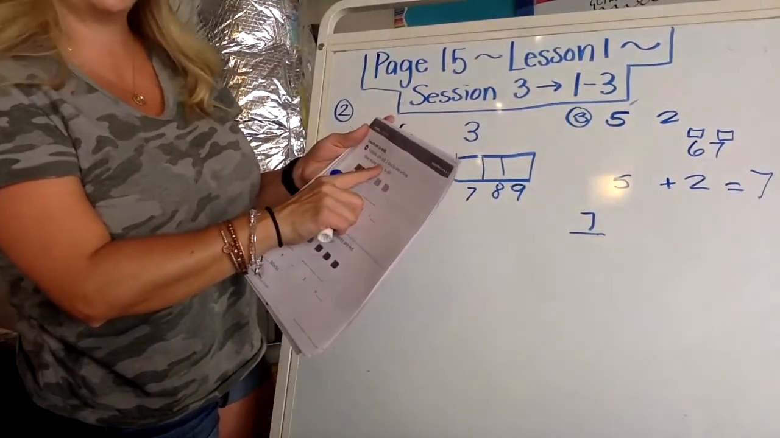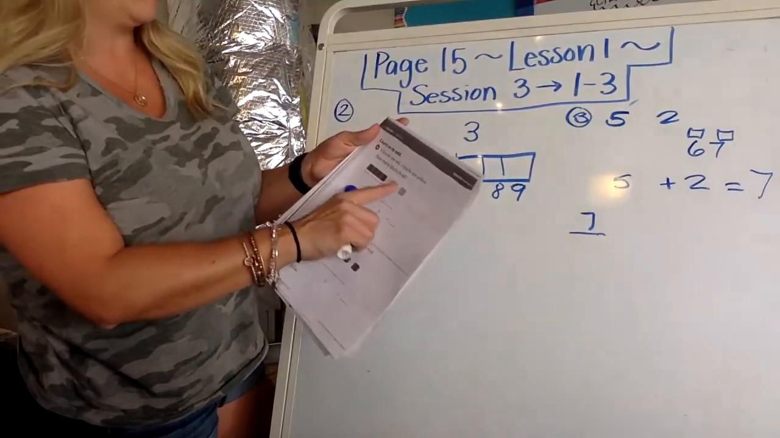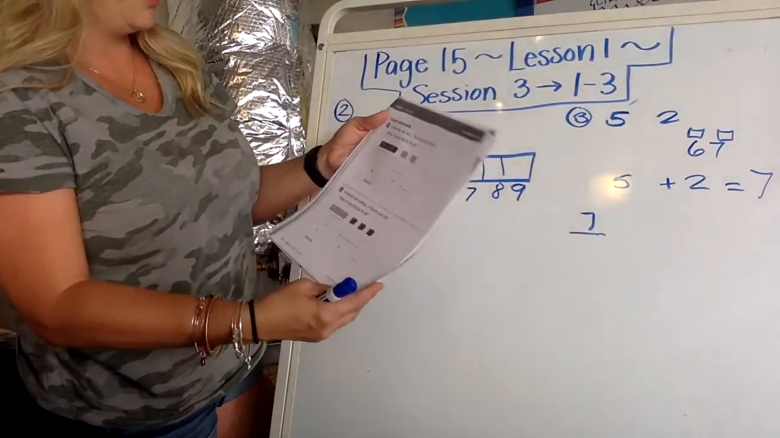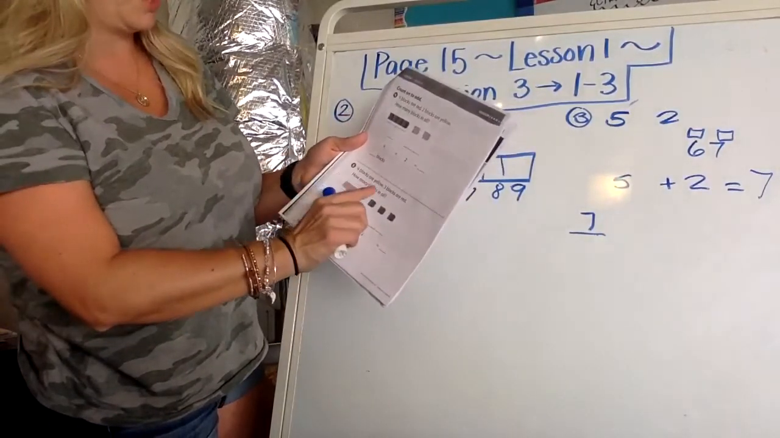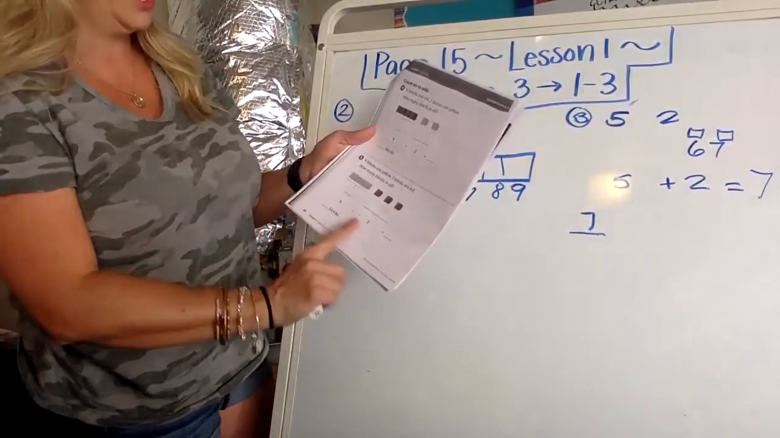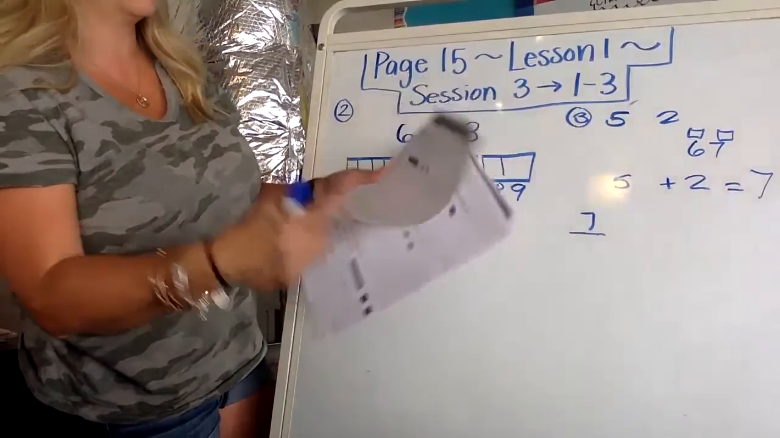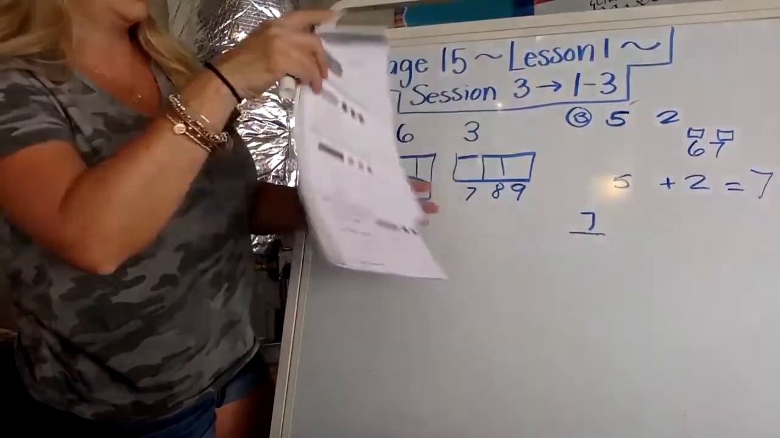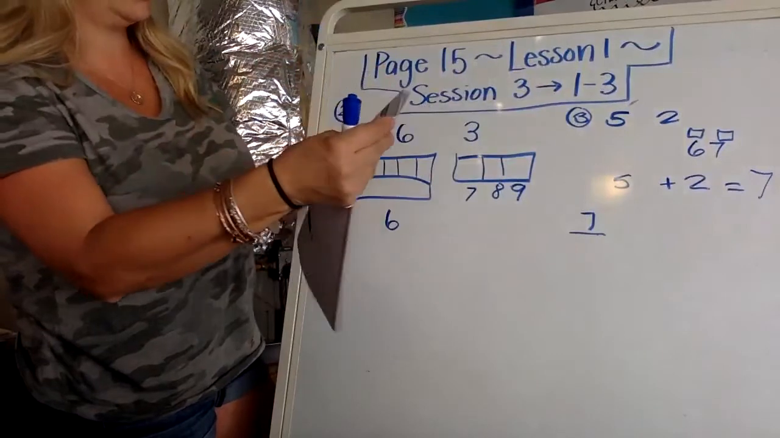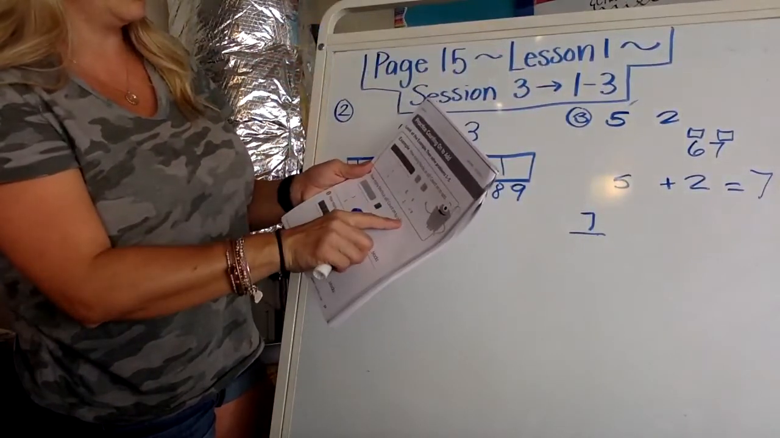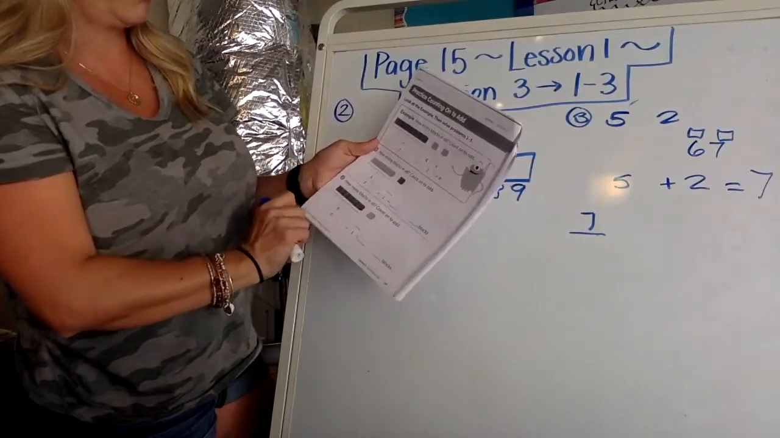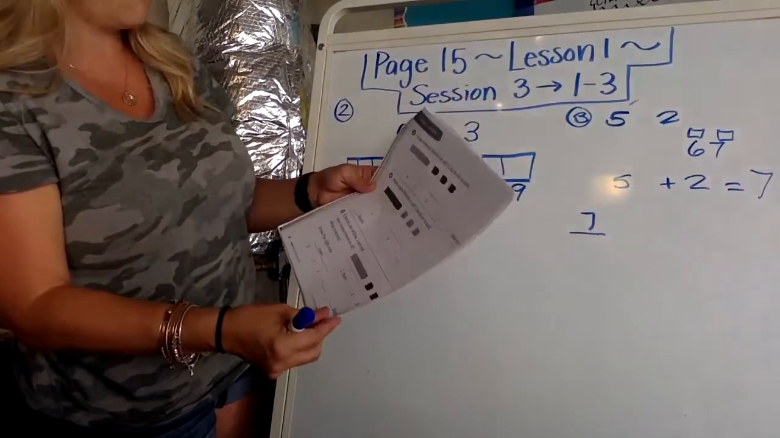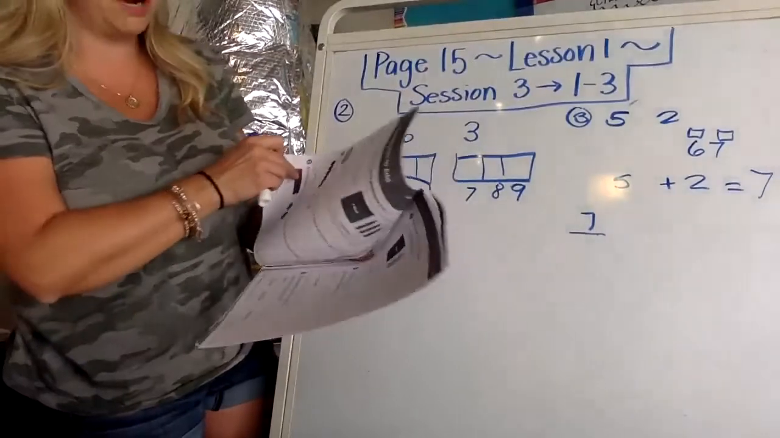4 blocks are red, 2 blocks are yellow. How many blocks in all? Then you're going to come down here and do the same thing. 4 blocks are yellow, 3 blocks are red. How many blocks in all? Keep going, okay? Here's another example. We're just counting on to add. All right? If this is too hard for you, please do this. Please work on my strategy.